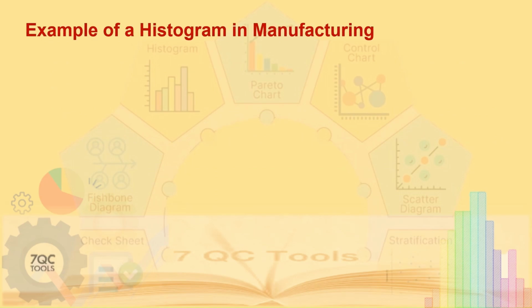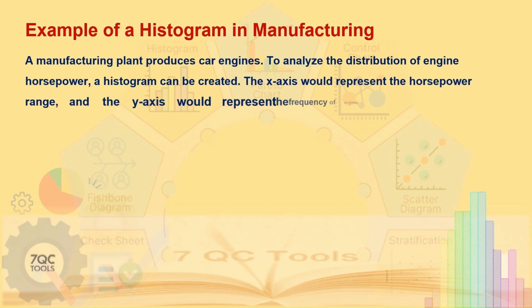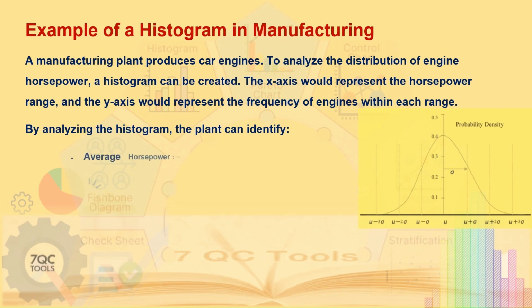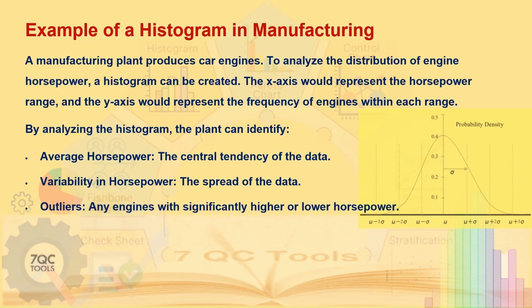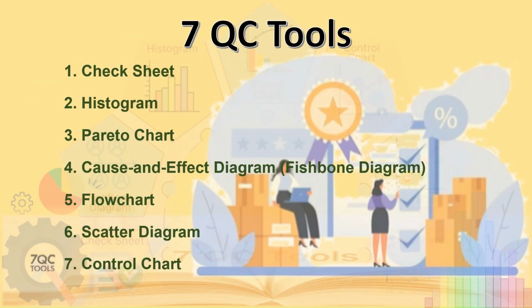From the example given on the screen, the plant can identify the central tendency of the data, the spread of data, and whether the distribution is skewed or bimodal, indicating problems in the manufacturing. This will help while brainstorming for corrective, preventive, and or predictive action.